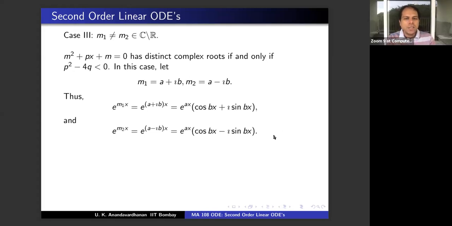But I don't like these. It is true that these two form a basis, but I don't like this notation because i is coming in, and we don't have complex analysis in this course. So how do you rewrite this so that you get two real functions which will form a basis?